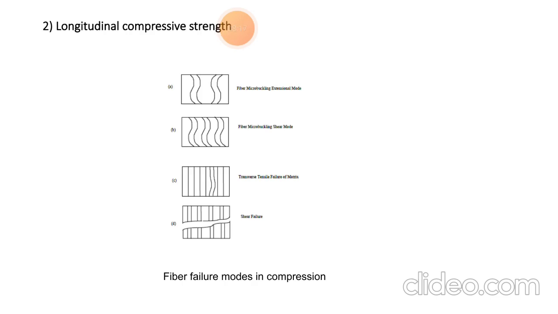Next, number two, the longitudinal compressive strength. There are three failure modes which are shown. First is a failure of the matrix and fiber matrix bond due to tensile strength in the matrix. Then fiber microbuckling in shear or extensional mode. Next is a shear failure of the fibers as shown. Then transverse tensile failure as shown here.